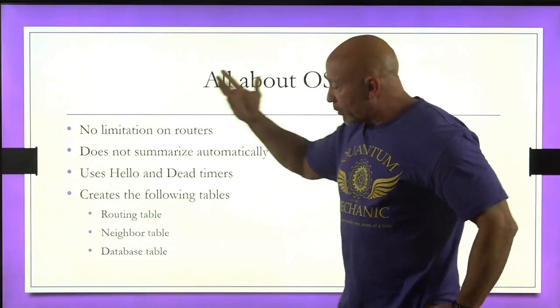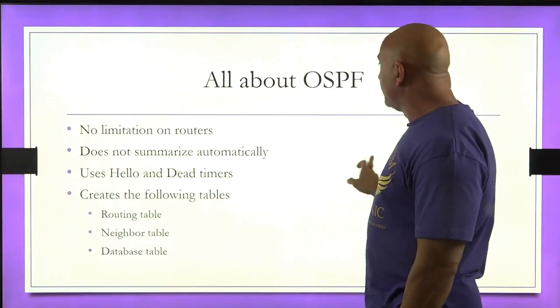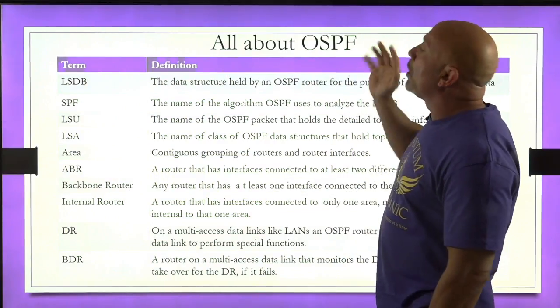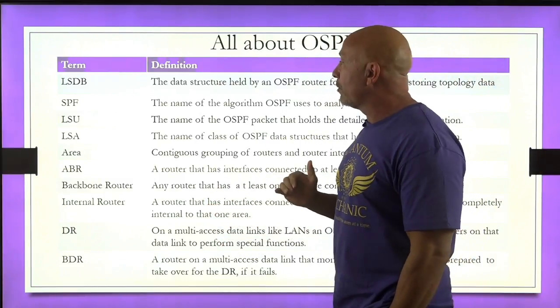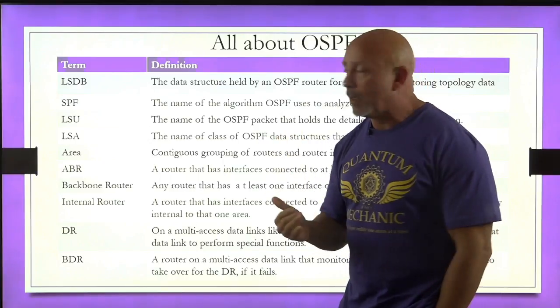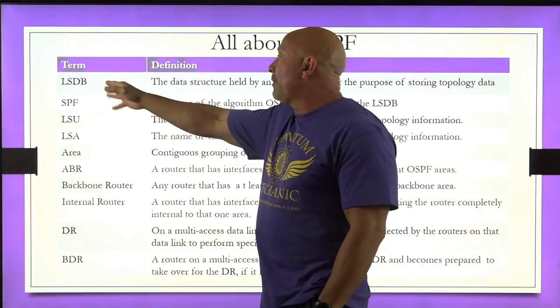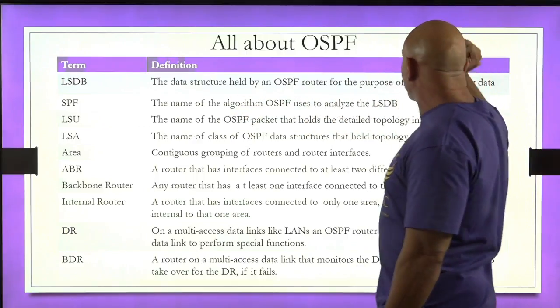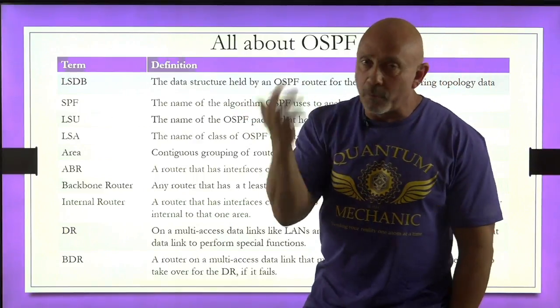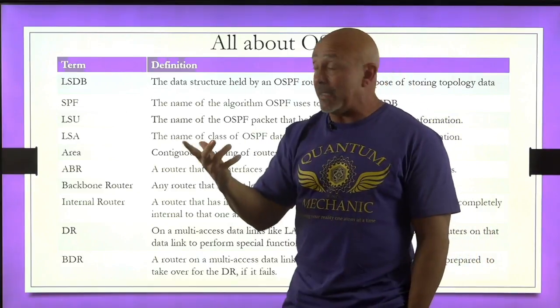Creates the following tables. I told you already, routing, neighbor, and database table. All right, and here's a little bit about OSPF. Don't freak out. These are just abbreviations for those of you that are abbreviation aficionados. But you need to know them because people talk that way. LSDB, link state database. The data structure held by an OSPF router for the purpose of storing topology data. That's what the database is for.